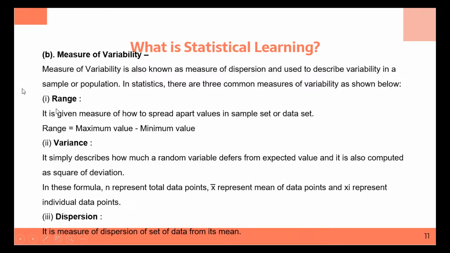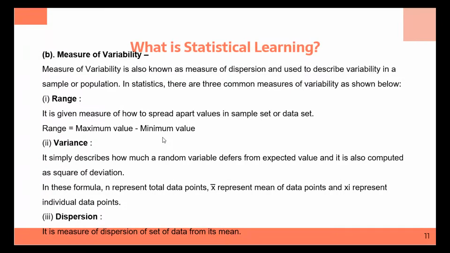Those things are, first, range. It gives a measure of how spread apart the values in a sample set or the data set are, and we can find that out with the help of range equals maximum value minus minimum value. That will give you the range of values available in the complete data.